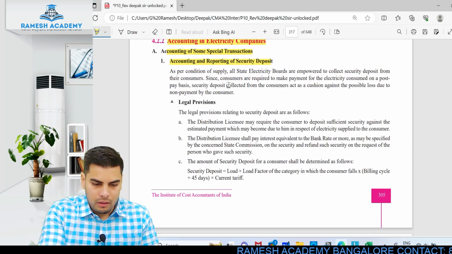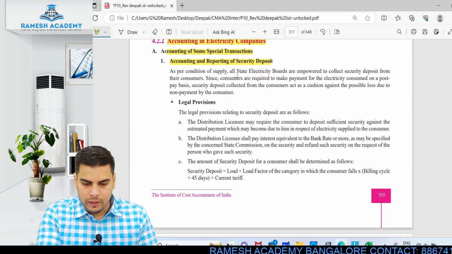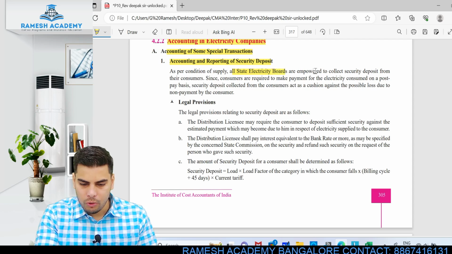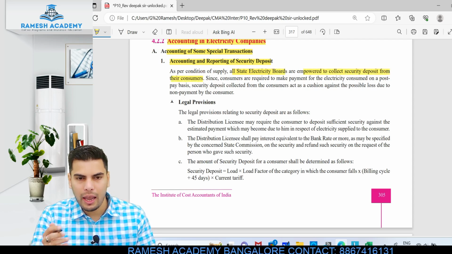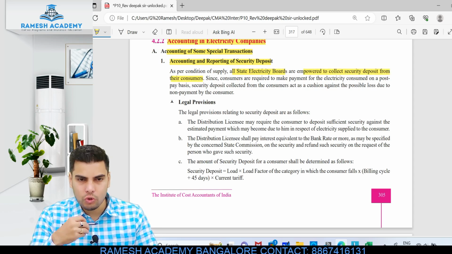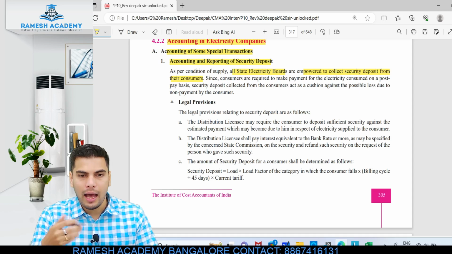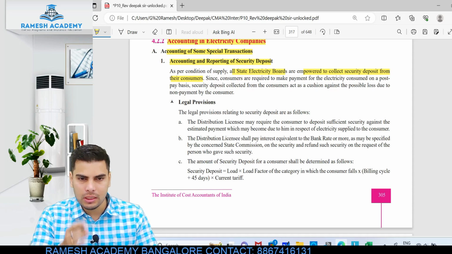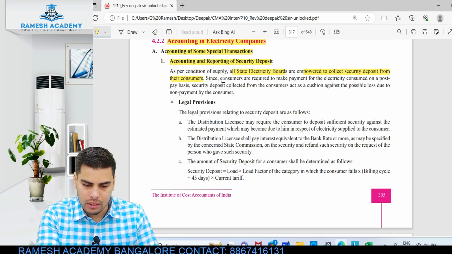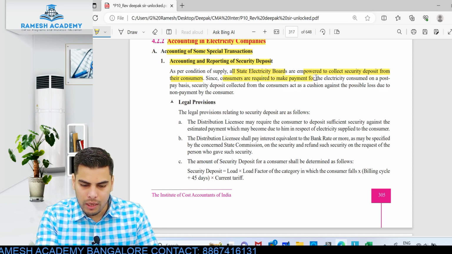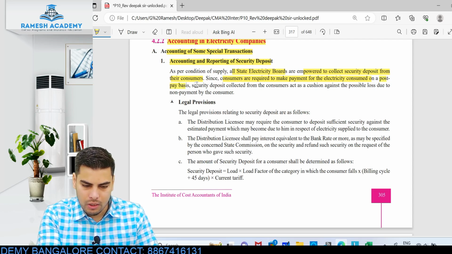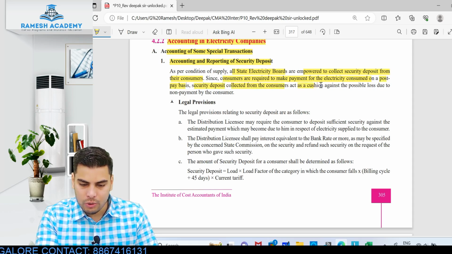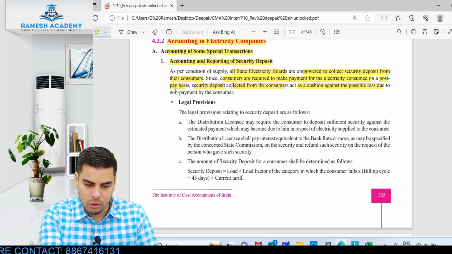As per the conditions of supply, all the state electricity boards are empowered to collect security deposit from their consumers. Any person who is consuming this electricity has to pay some security deposit initially, since consumers are required to make the payment for electricity consumed on a post-pay basis. The security deposit collected from the consumers acts as a cushion against the possible loss due to non-payment by the consumer.